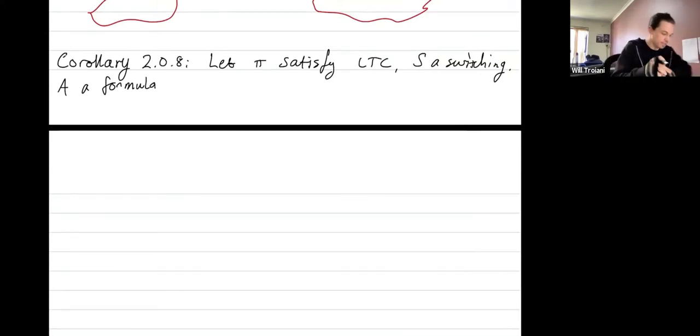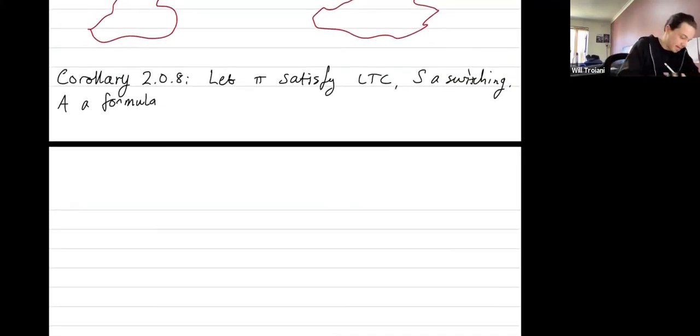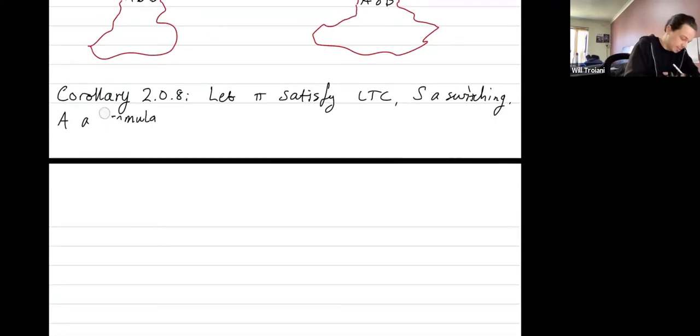Okay, what am I up to? Yes, I'm up to this corollary. So a formula, let's say, occurrence. And then A is one of these arrows.